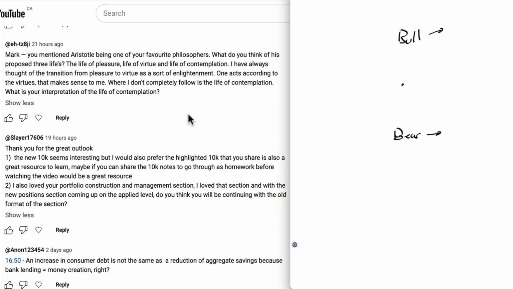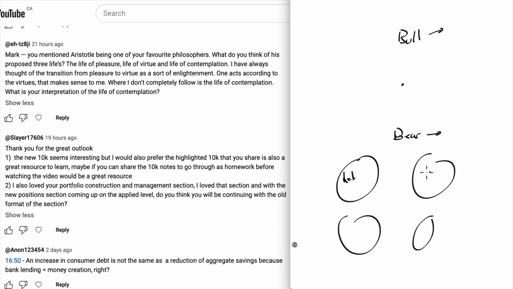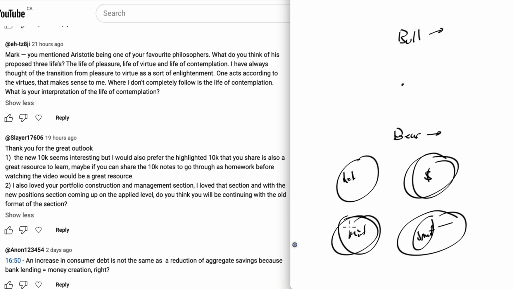Aristotle being one of your favorite philosophers, what do you think of his proposed three lives: life of pleasure, life of virtue, life of contemplation? I think you see this in a lot of different places in self-help books. It breaks your world down into different spheres. One is health and wellness. One is success. One is the mind. One is spirit. This is where your relationships are. This is where your job and your career is. This is where you expand your mind and you explore things. It forms the basis of a lot of those self-help things.